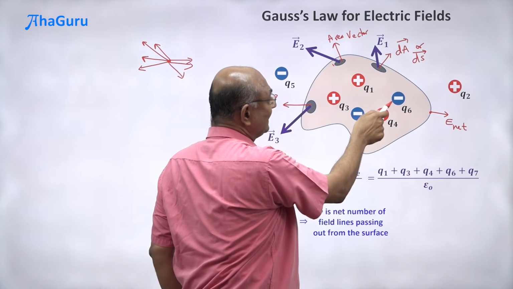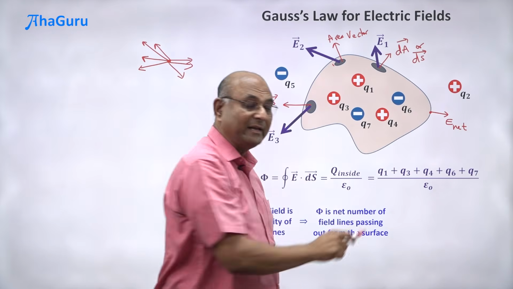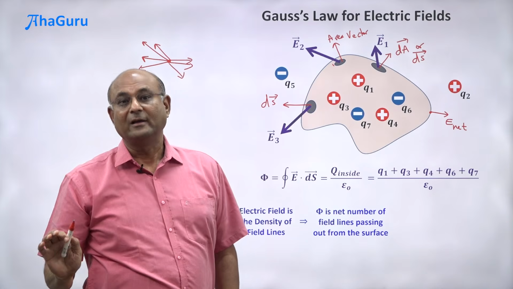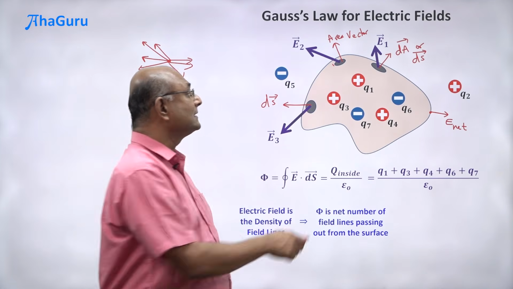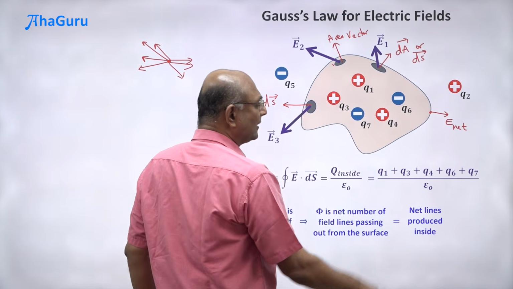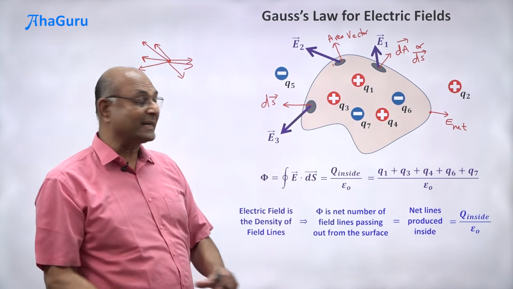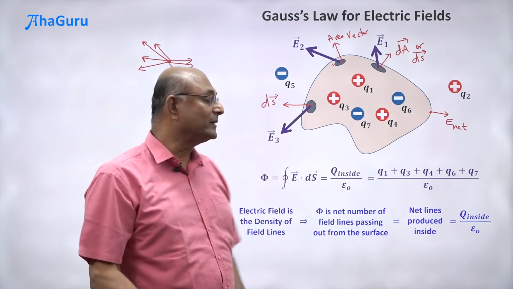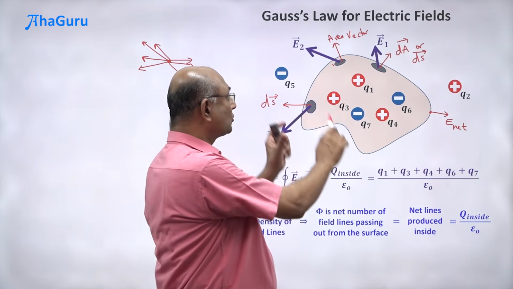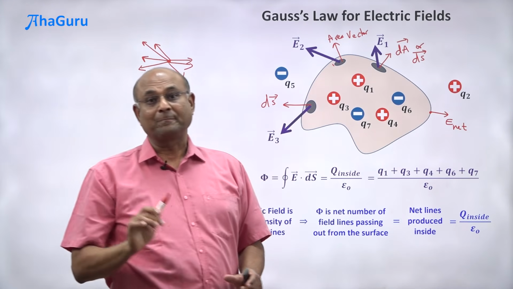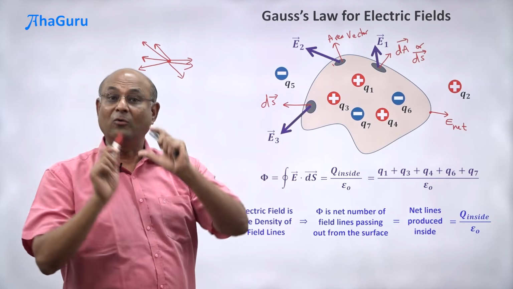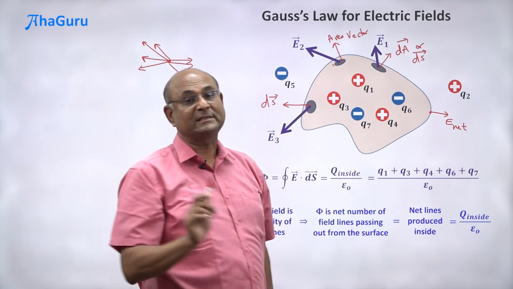Now this will produce some lines, that will eat up some lines. Some of those lines can go directly. So if you actually look at it, it is the net number of lines produced inside, which of course depends on the total net charge inside. That's why Q inside by epsilon naught. So this law tells you, while it is true that the electric field depends on all the charges, the total flux through the entire surface only depends on the total charge inside.